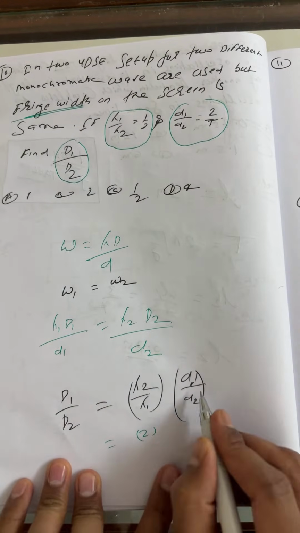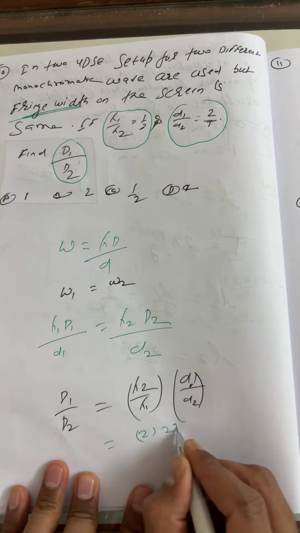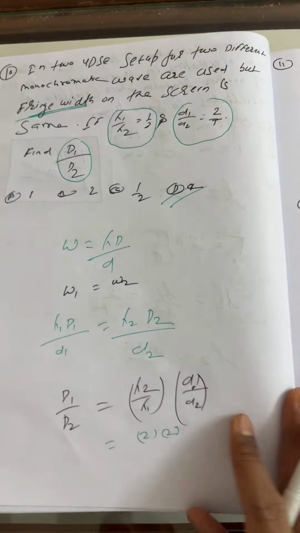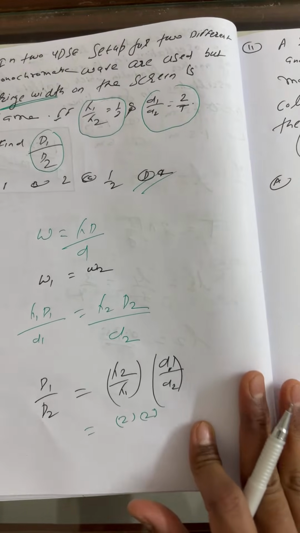This is 2 only. And d1 by d2 is what beta? 2 only here. So what will we get? This is 4. Option D. It's literally very easy. It's quite easy.